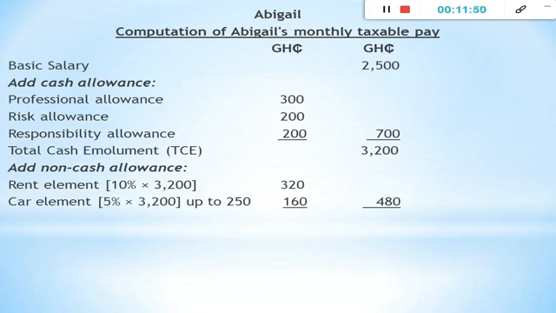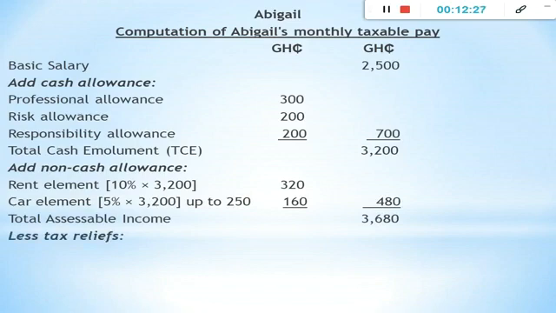Then we come to the car element, which was just a saloon car. A saloon car, which is a vehicle only, gives us 5% on the total cash emolument. So it's 5% multiplied by 3,200. And here, remember the limit: the amount should not exceed 250 per month. When we calculate 5% on 3,200, we get 160, which has not exceeded 250, so we maintain the amount at 160. Now we add 320 to 160, we get 480. Then we add this 480 to our total cash emolument to get our total assessable income, which is 3,680 Ghana cedi.